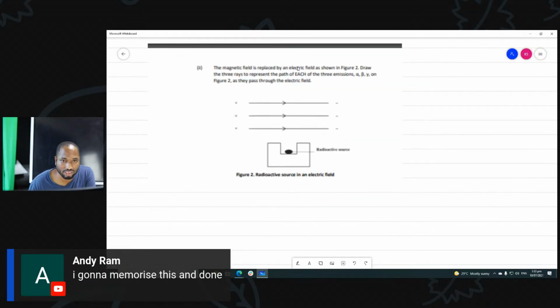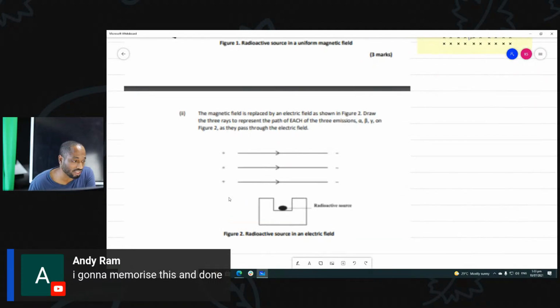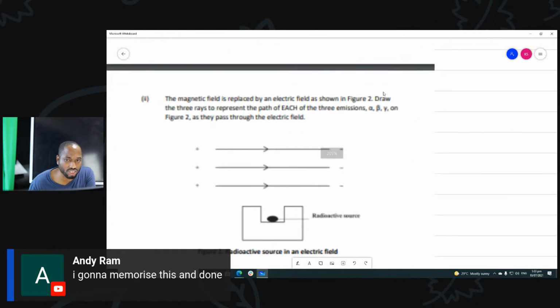Now the magnetic field is replaced by an electric field. You're expecting a similar situation, but you'll have positive and negative charges to guide you. So what do y'all think? Draw the three ways to represent the path of each. So you have two plates.